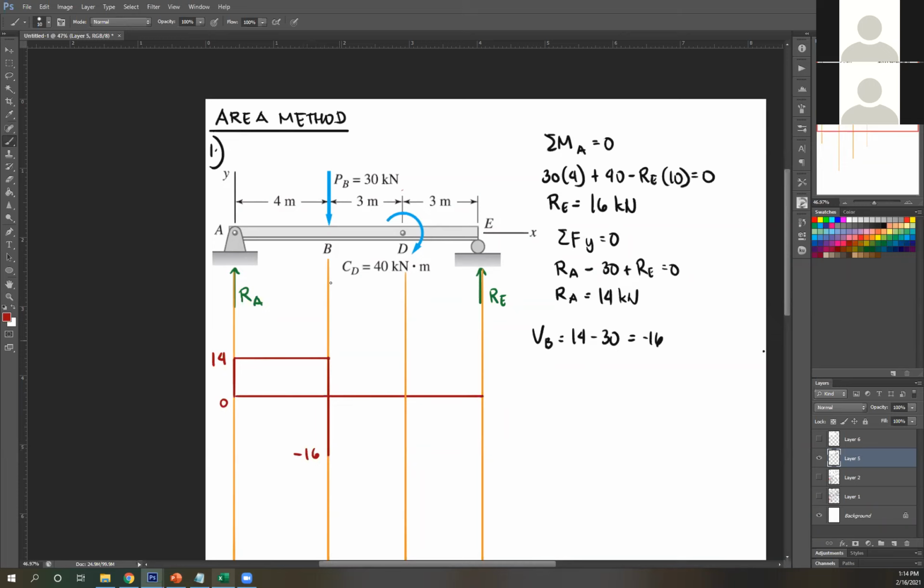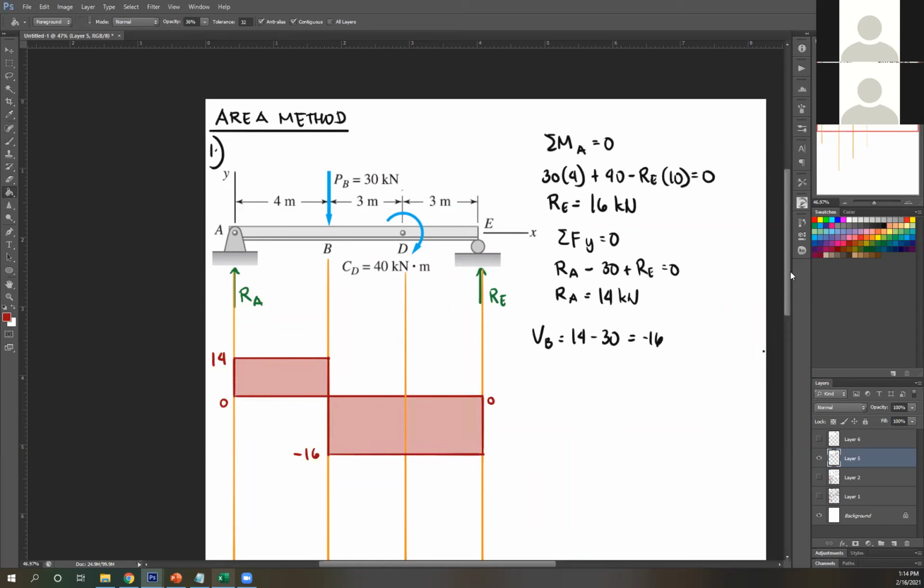Okay. Next, we get a straight line again, and this doesn't bother us. That's not a force, so just go straight. There's no other force there. And as you can see, RE is upward, so go upward. And what's RE? 16. So negative 16 plus 16, you end at 0. So this means you did your shear force diagram correct.